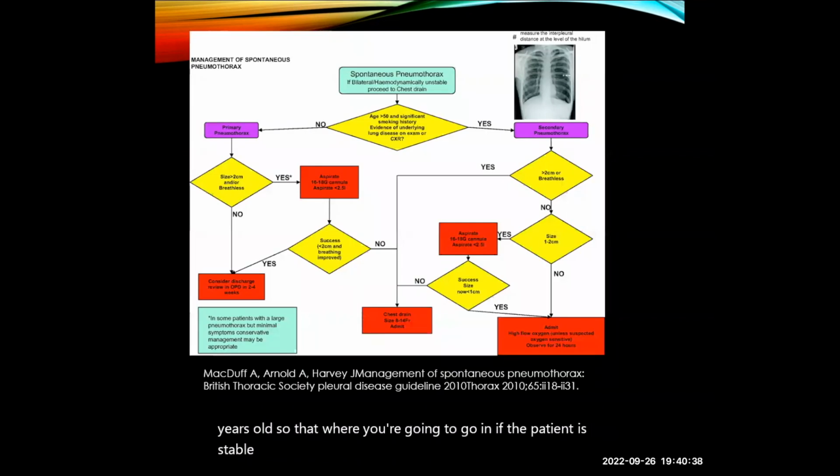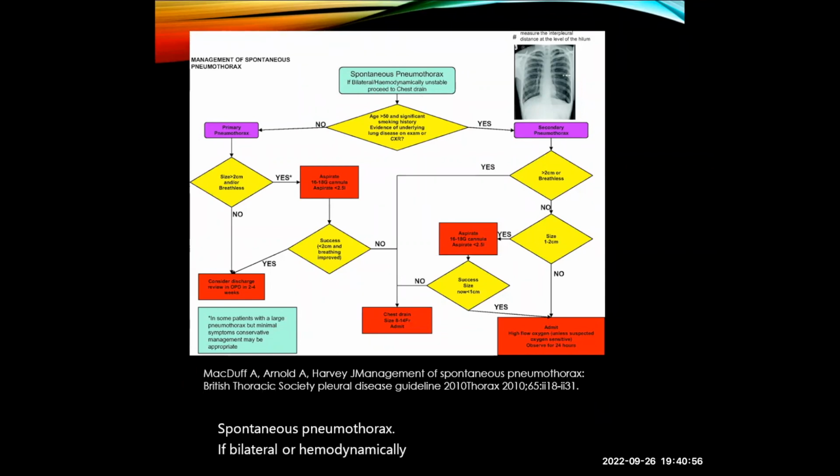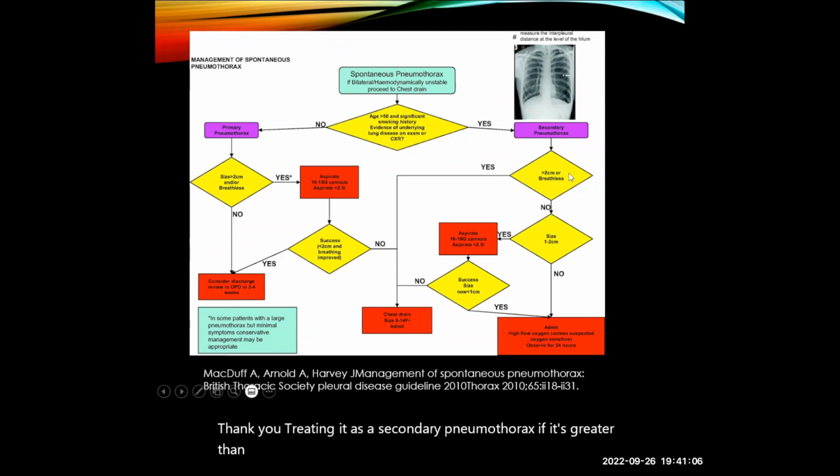I would urge you all to read this at length. This is the British Thoracic Society Guidelines, which are getting updated now, but this one is from 2010. If the patient comes with a spontaneous pneumothorax, if bilateral or hemodynamically unstable, proceed to a chest drain. If they're over 50 with a significant smoking history, then you treat it as a secondary pneumothorax. If it's greater than 2 centimeters or they are breathless, chest drain. If it is not, aspirate and then follow up. If it doesn't improve, again go back.